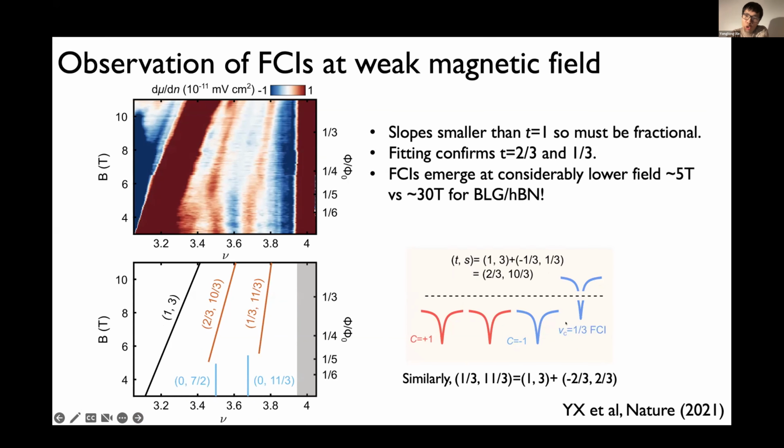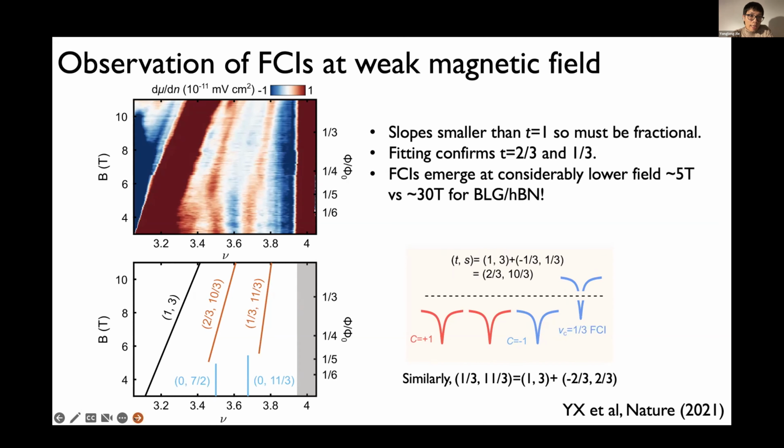And then if you assume that when you fill 1/3 of this band, it makes a state that's an analog of a 1/3 Laughlin state, thereby contributing a 1/3 of slope, or minus 1/3 of slope because the band carries a Chern number of -1, then you can make sense of all these numbers, and similarly you can do the same exercise for the other state.